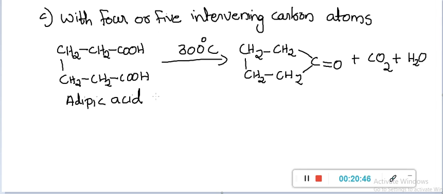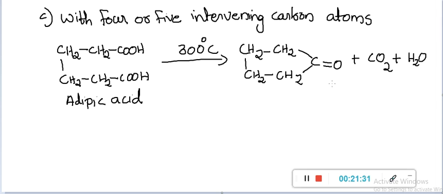Here is adipic acid, COOH, CH2, CH2, CH2, CH2, COOH. Number of intervening carbon atoms is 4. When it is heated at 300 degrees Celsius, 1 mole of carbon dioxide and 1 mole of water, H2O, get eliminated and it will be converted into cyclopentanone. So that's about dicarboxylic acids containing 4 or 5 intervening carbon atoms.